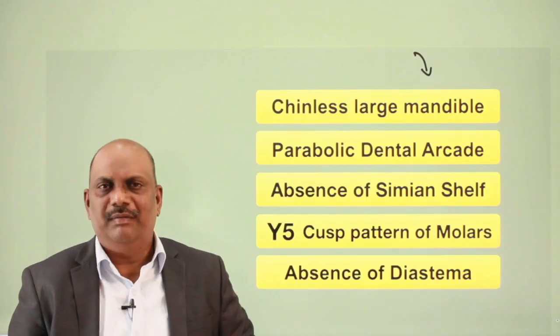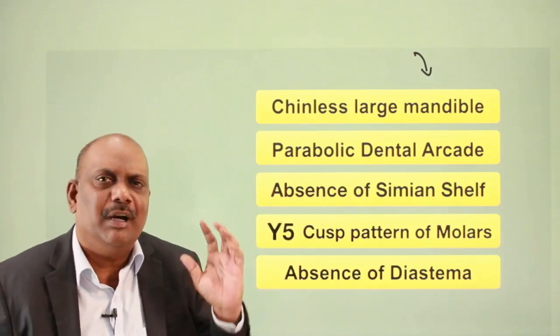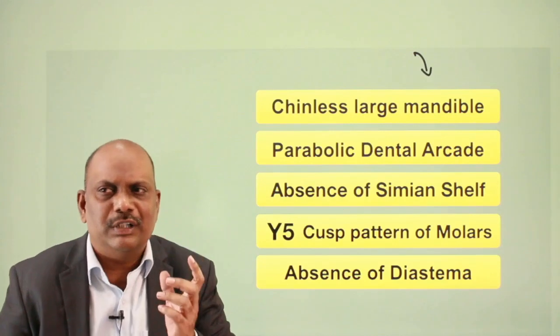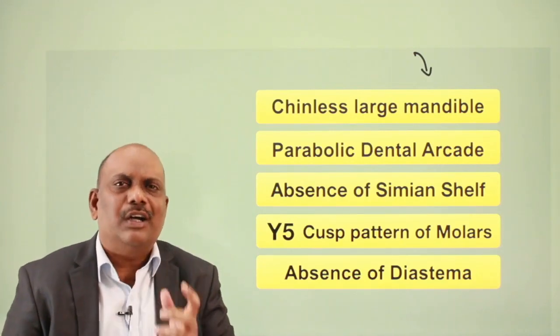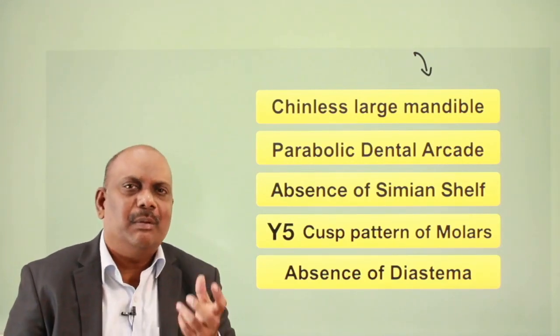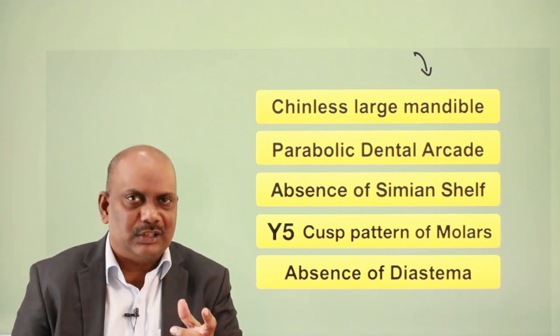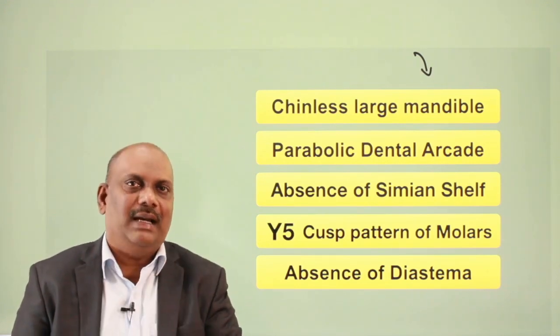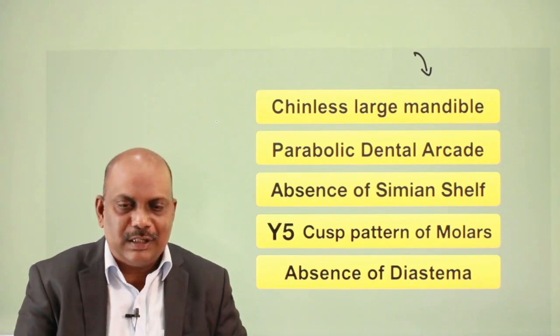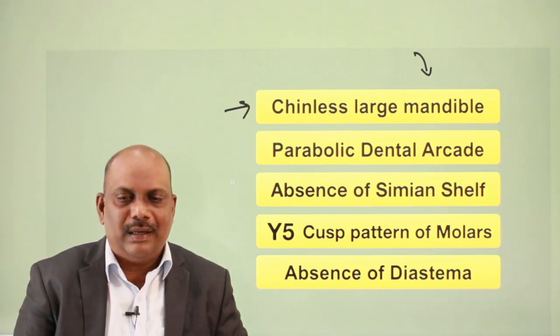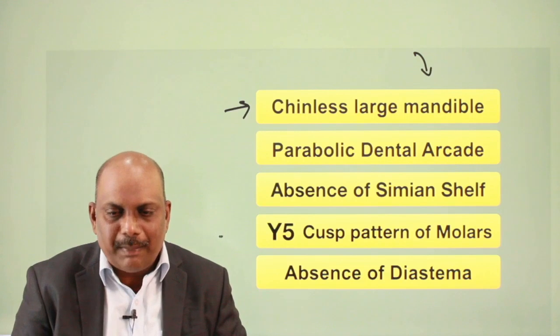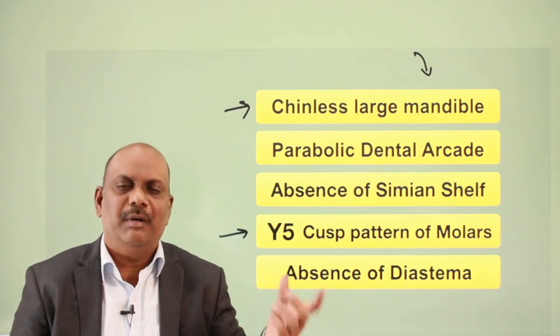I hope you are comfortable with this. Large and massive mandible. Mandible means lower jaw. The lower jaw is very large and massive because there was a need for them to bite and chew. At the same time, the mandibles are chinless. That is a very important primitive character of Australopithecus. So this is your primitive character. Then this Y5 pattern of cusps, that is a primitive character.